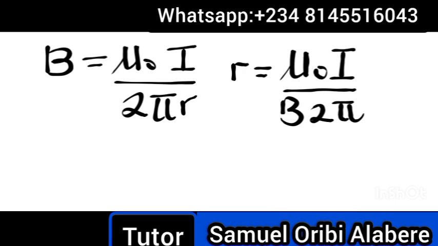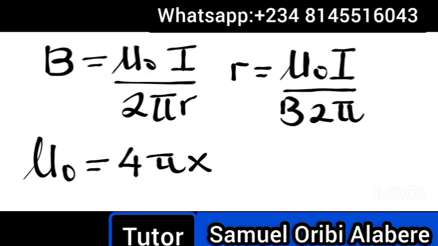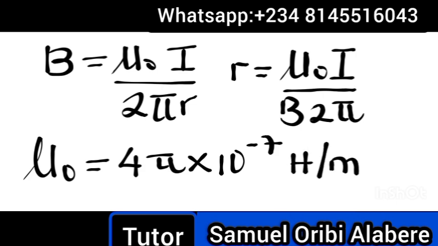So it is important to take note of the value of mu naught, which is the permeability of free space, to be mu naught is equals to 4 pi times 10 raised to power of minus 7 Henry per meter. So this is the standard value of mu naught we use when trying to solve for the magnetic field in a straight wire.